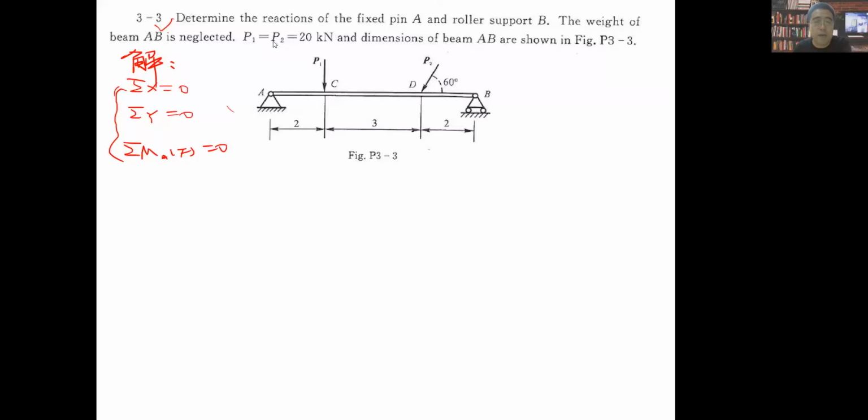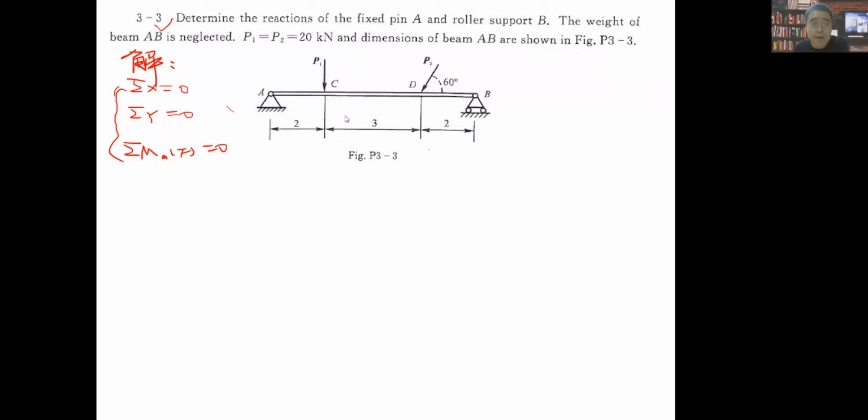Neglected. So we have two active forces, P1 equals P2 equals 20 kilonewtons. So always remember the units of the force, right? And the dimensions of the beam AB are shown in this figure. So maybe this is 2 meters, 3 meters, and 2 meters, right? So let us determine the reaction of the fixed pin A and roller support B.